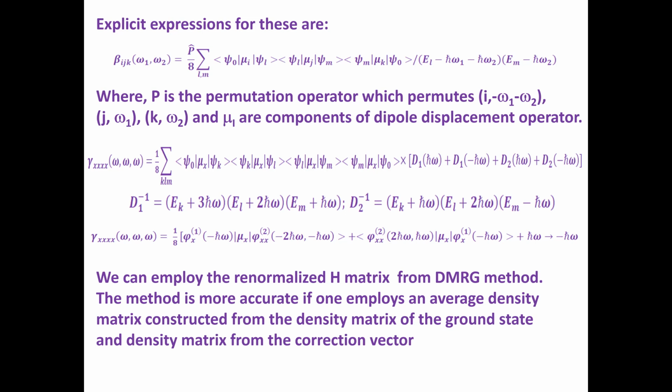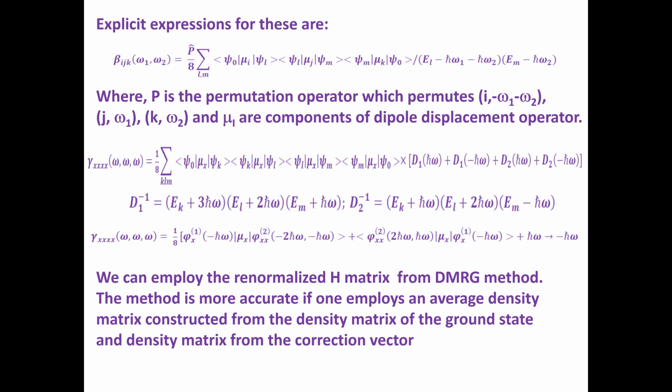We can employ the renormalized Hamiltonian matrix from the DMRG method. In the DMRG method, the Hamiltonian matrix is usually of the order of 1,000,000 by 1,000,000. So when you are actually doing a Lanczos calculation, you are not taking all the million excited states, you are only taking about 100 excited states. But in our case, implicitly we would have taken all the million excited states, and this method is much more accurate than the Lanczos method.